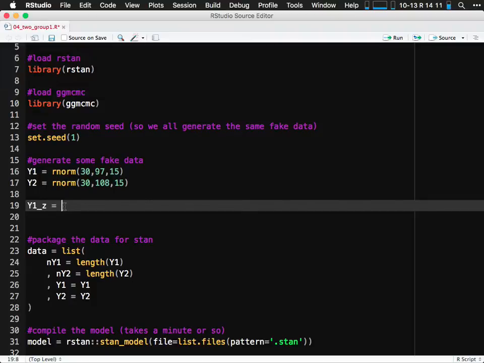So to compute the z-scores on y1, we'll create something called y1z. And I'll say, we need to take each y1 and subtract from it the mean of y1. And the result of that, we also need to divide by the standard deviation of y1. Everybody follow? First, you subtract the mean from each y1, that yields, again, a bunch of numbers, each of which you divide by the standard deviation of y1.